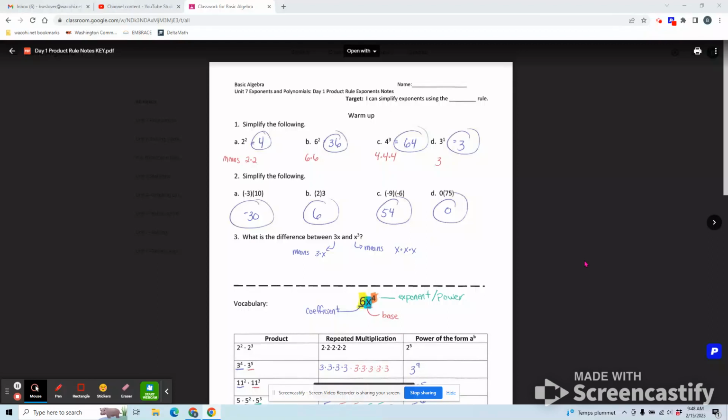Slover's Math. Today we're going to talk about the product rule of exponents. So the warm-up is getting us ready for that. It says simplify the following.